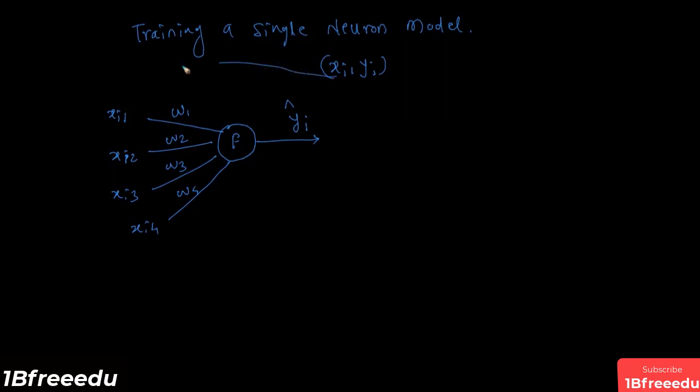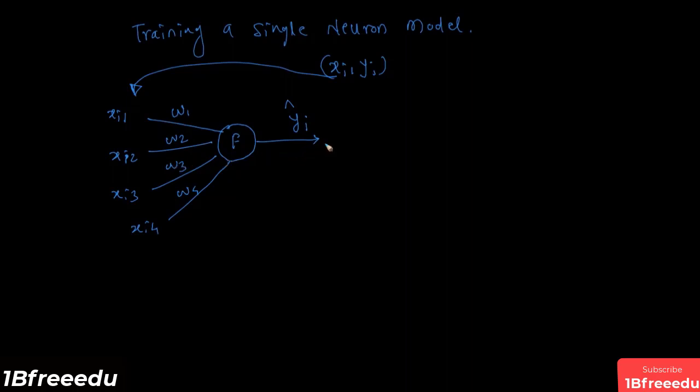So we have a data point xi comma yi. We are feeding this input here. Xi has 4 features, or it is a 4-dimensional data point, and we expect the output to be very close to yi. The actual output produced is yi hat, and the actual output is yi. If yi hat is very close to yi, the prediction is very good. Now, how to train this single neuron model? Training the single neuron model means finding the correct weights.